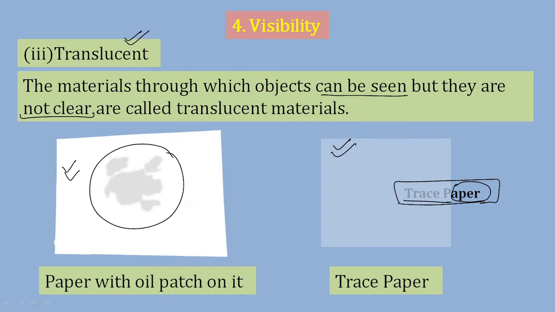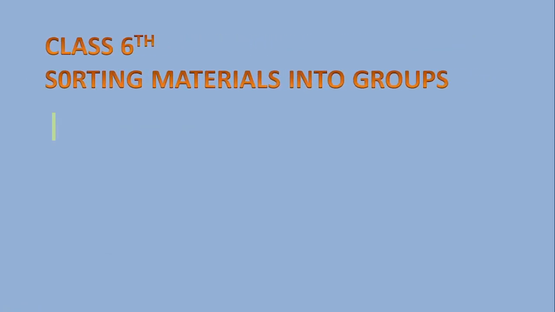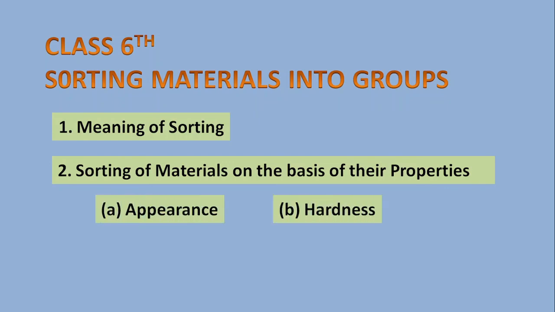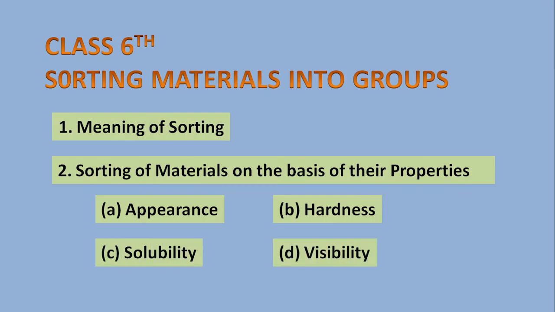Let us now recap what we have discussed in this video. We have discussed the meaning of sorting, then sorting of material on the basis of some of their properties, and we have discussed 4 properties. First was appearance, second hardness, third solubility, and fourth visibility. Hope you understand it.